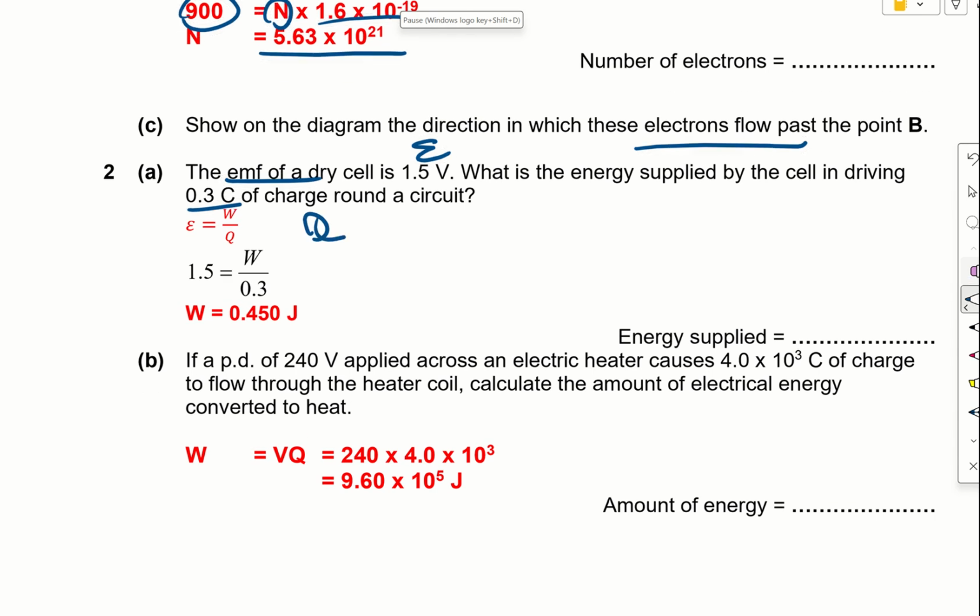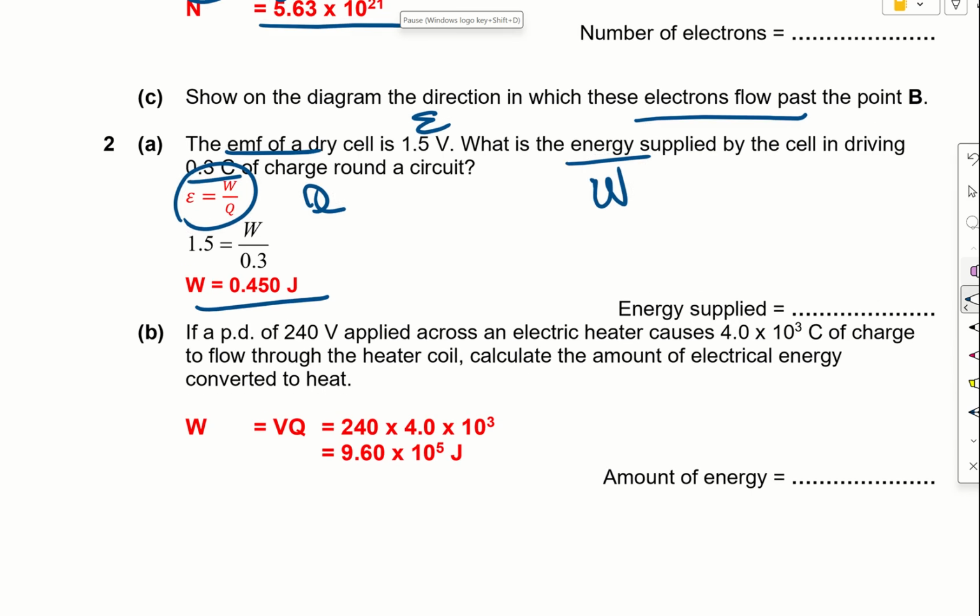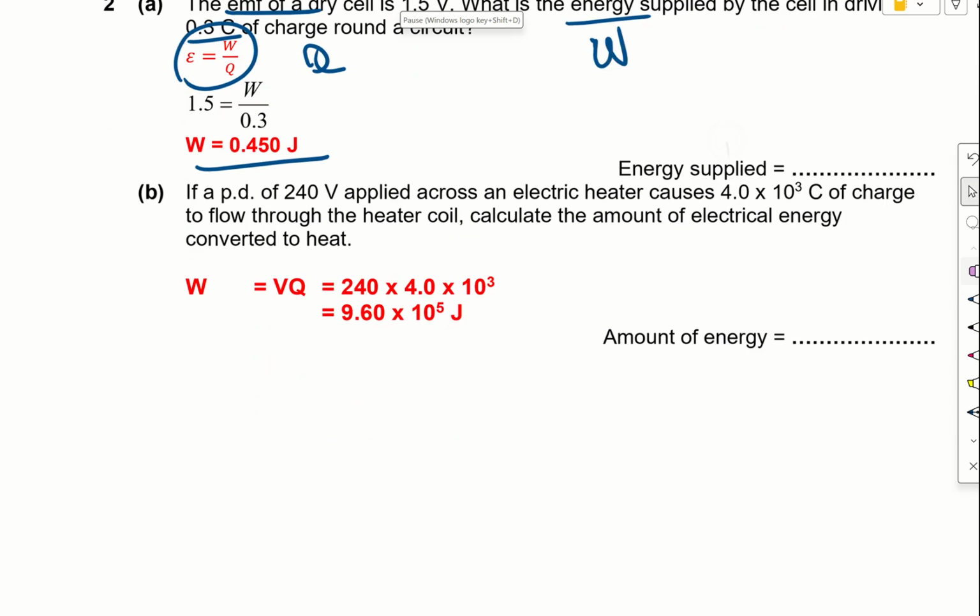This is my Q around a circuit. So we have this formula: EMF equals work done over charge, or EMF equals energy over charge. So if you can identify all this, they are asking us to find the energy, which is W. You can then get your answer of 0.450 joules.